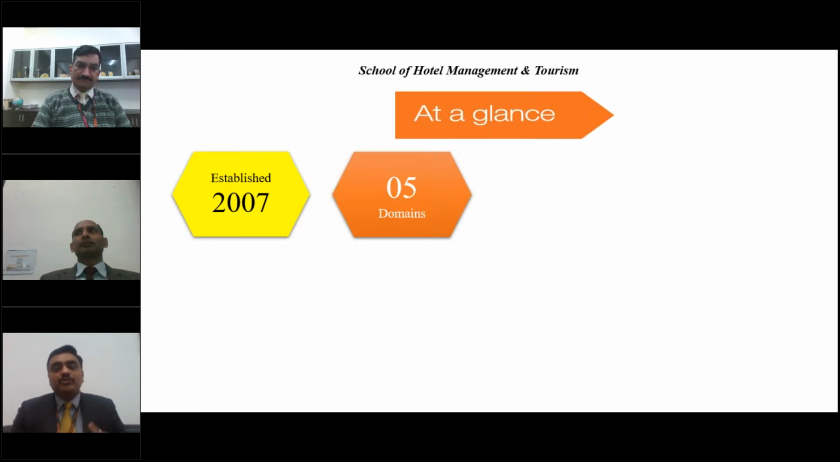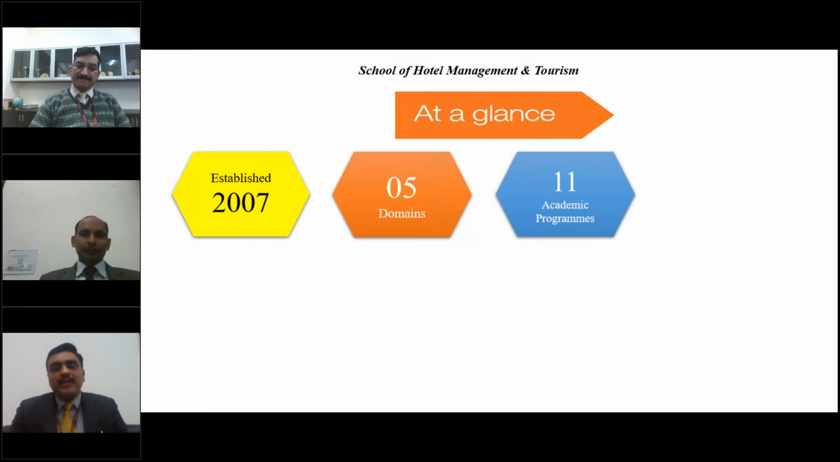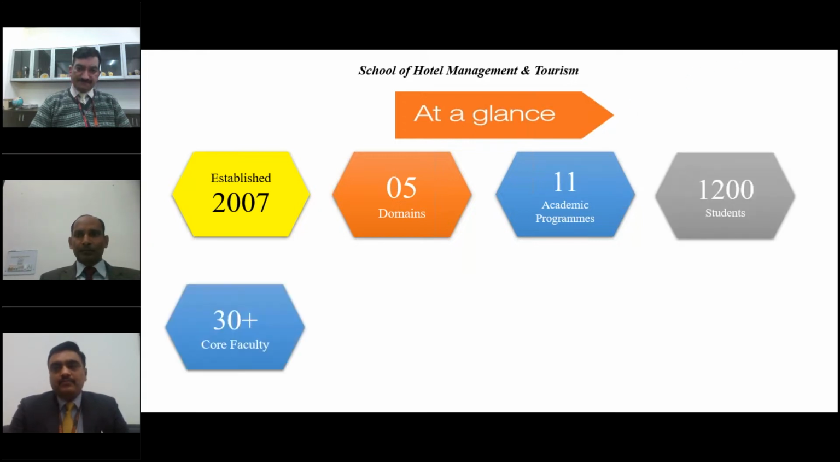So students have got a lot of opportunity with us to choose any of the areas and grow. We are giving a lot of opportunities in terms of specialization to the students. We now have around 11 academic programs, which includes PhD degrees as well. We have around 1200 plus students. There are 30 plus core faculty, apart from the allied faculty that we have, and around 200 plus international students in the school. So this is a brief about the school.